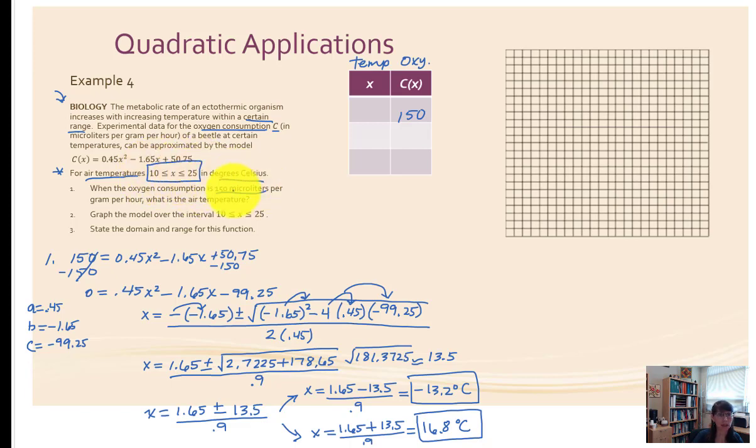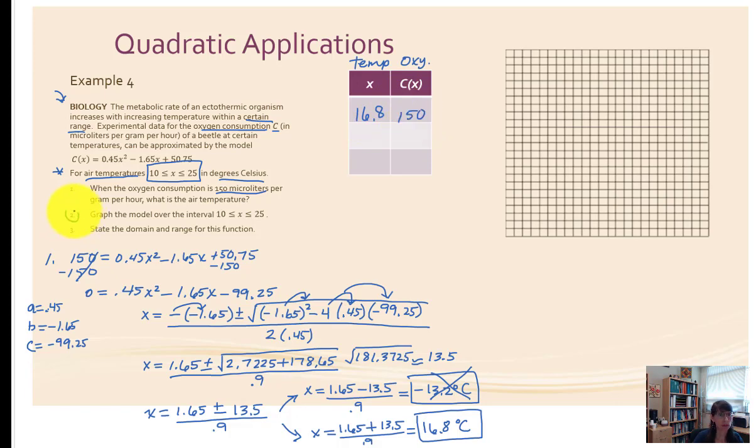It says that the degrees Celsius had to be in between 10 and 25 degrees. Negative 13.2 does not fall within those values, so we have to eliminate that solution. 16.8 does fall between 10 and 25 degrees C, so that's the only temperature we'll be keeping. So I can fill in that value of 16.8 degrees when the oxygen consumption was 150.